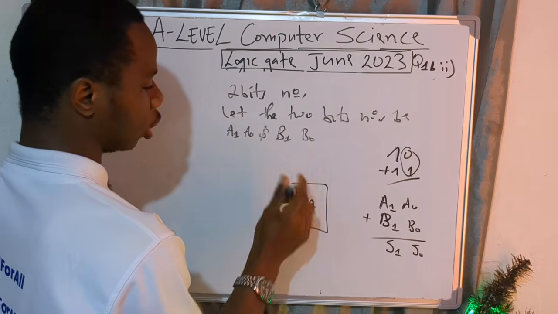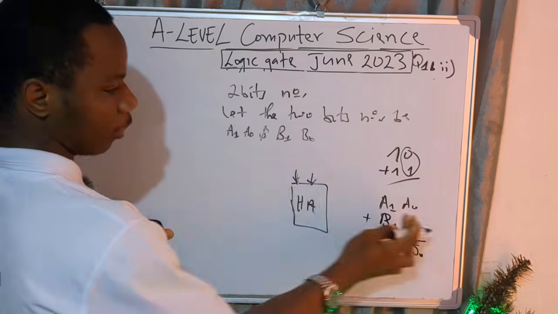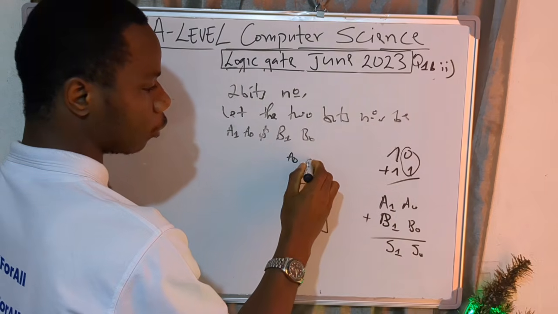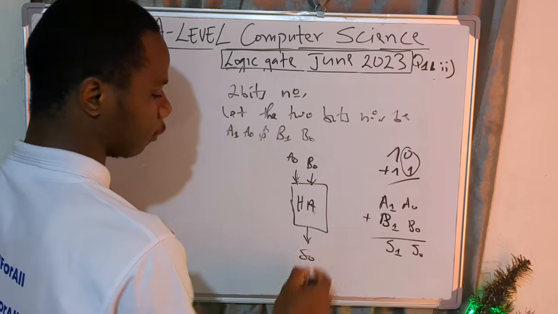And how are we representing it? Generally, you have 2 arrows up there. These 2 arrows represent the input. So my first input is what? A0 plus B0, and the output is represented down here. What is the output? S0, you see.